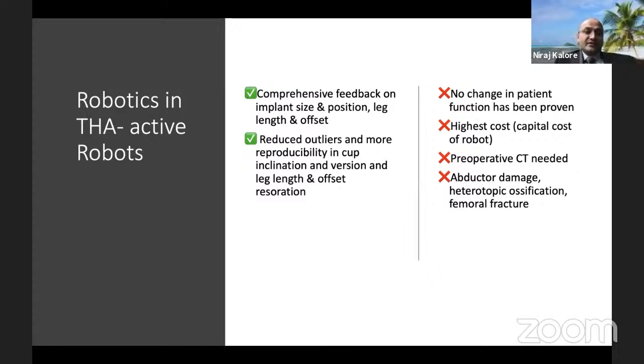Earlier studies had reported abductor damage, heterotopic ossification, increased risk of dislocation, femoral fractures. There were a lot of lawsuits when this thing came out. So it's still not in widespread use, and that's like 30 years since it came out.